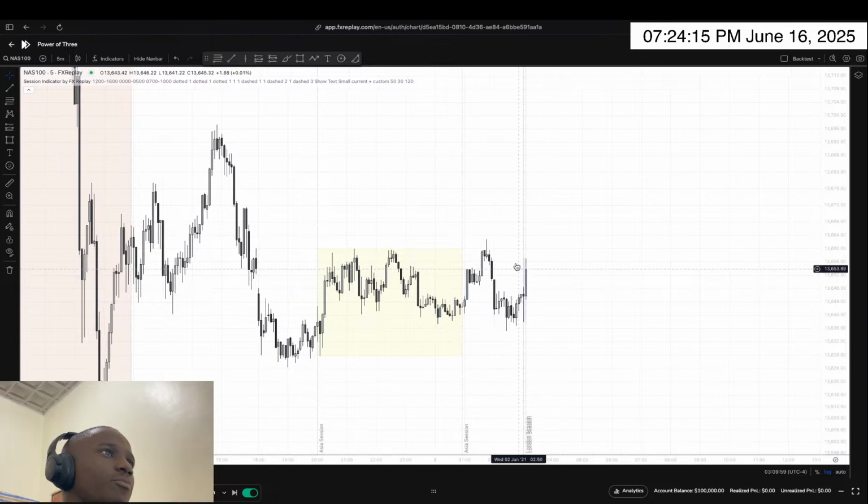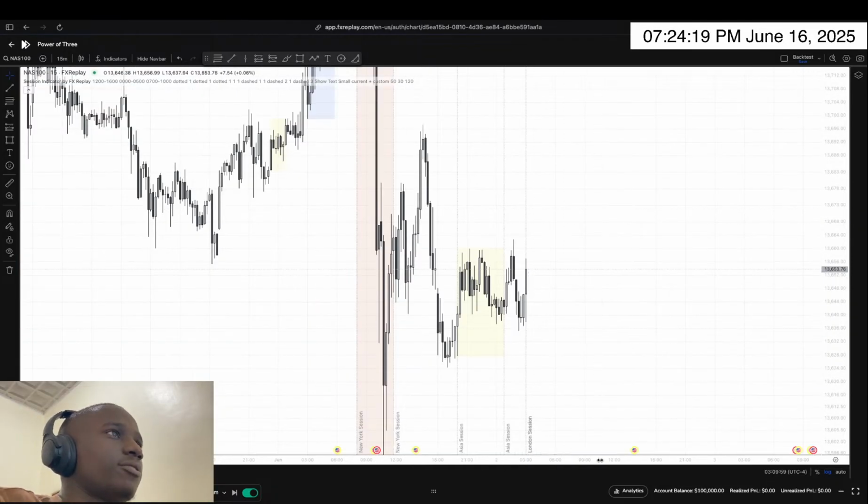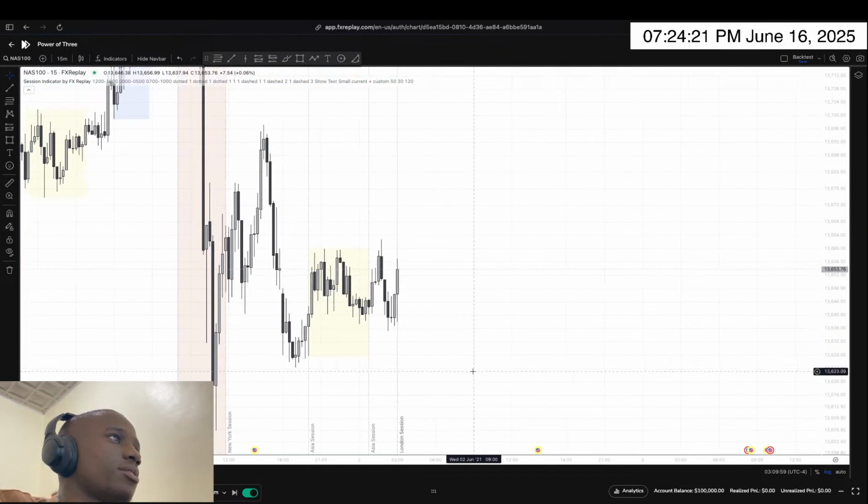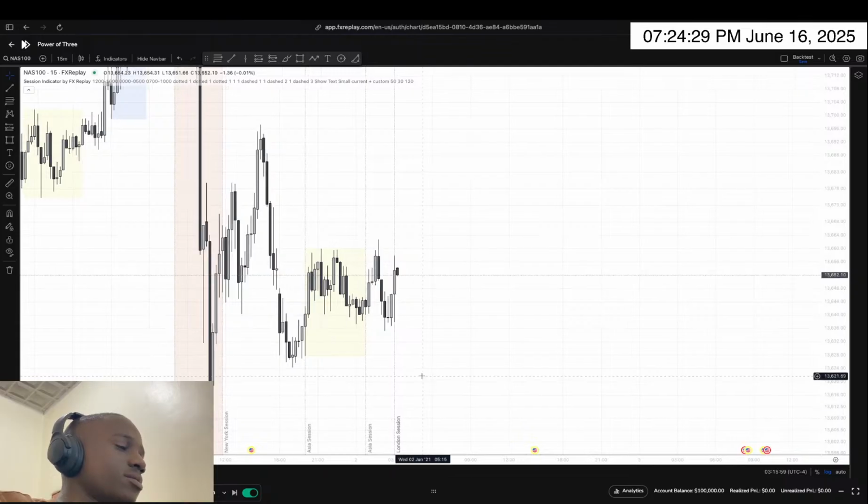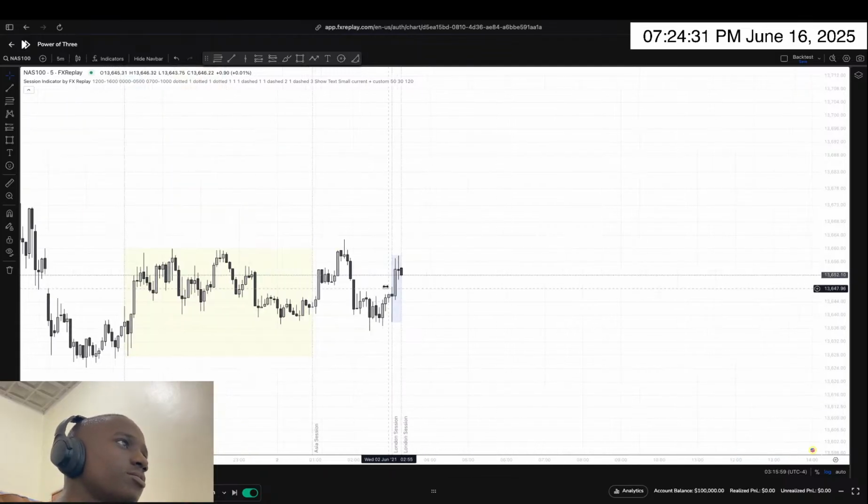And as London opens, we get a retracement into this gap. What does the 15-minute look like? 15 minutes is showing this as some kind of OB, which means I would like to slow it down and see how it reacts. Okay, looks like I'm getting a rejection here, which means I would like to aim for some sales and target these Asian lows.